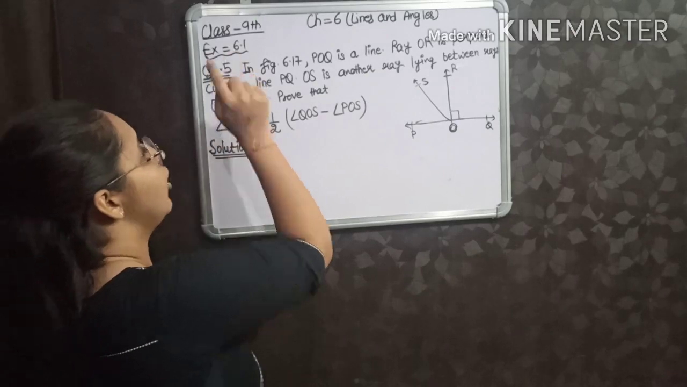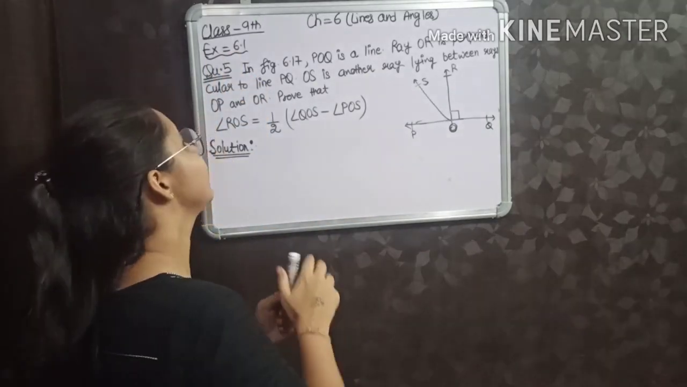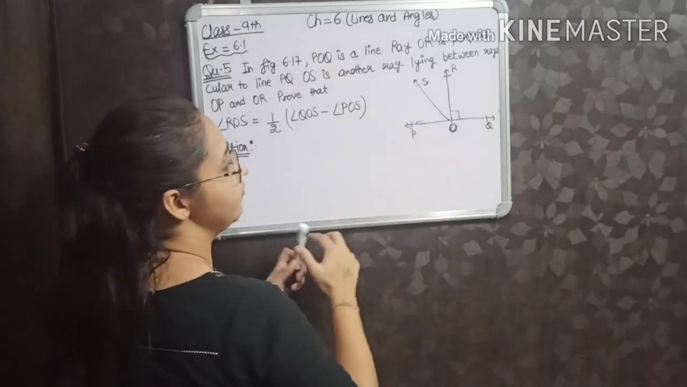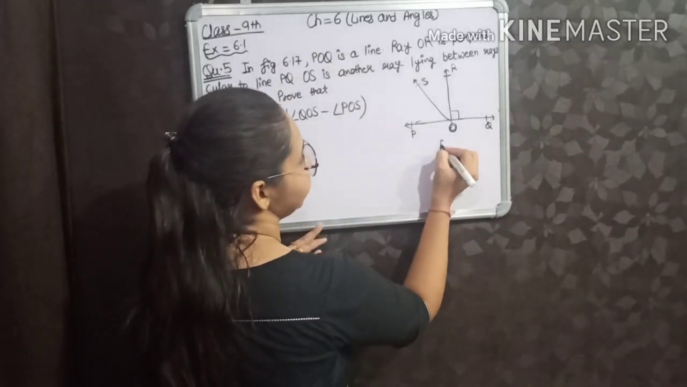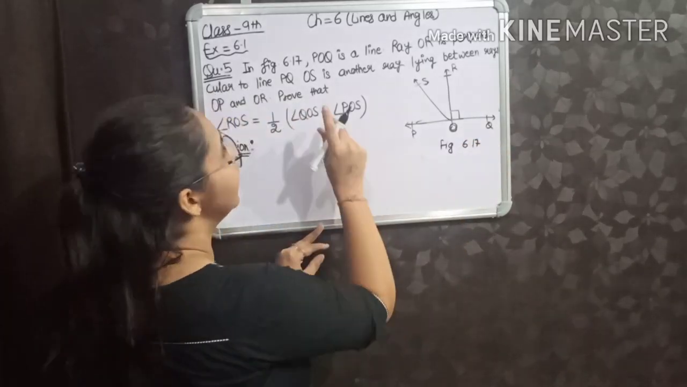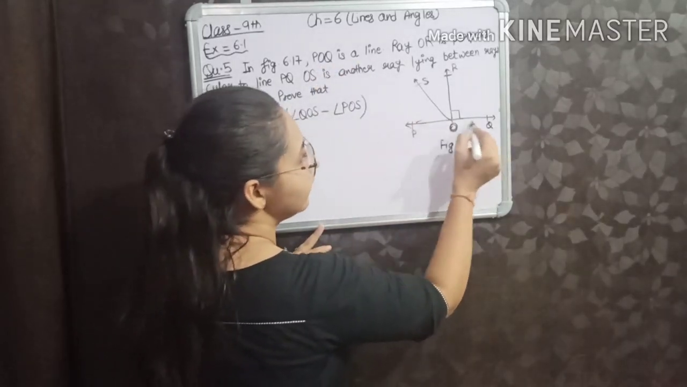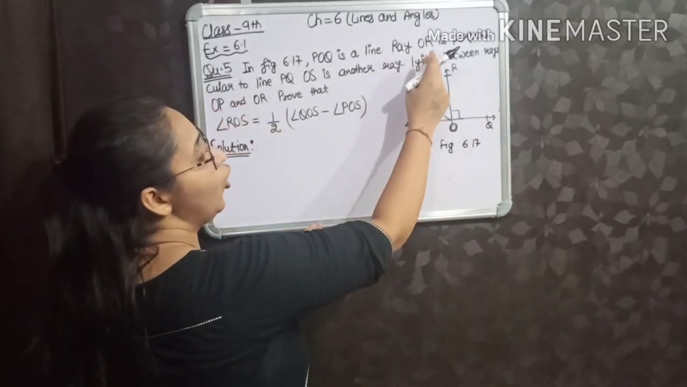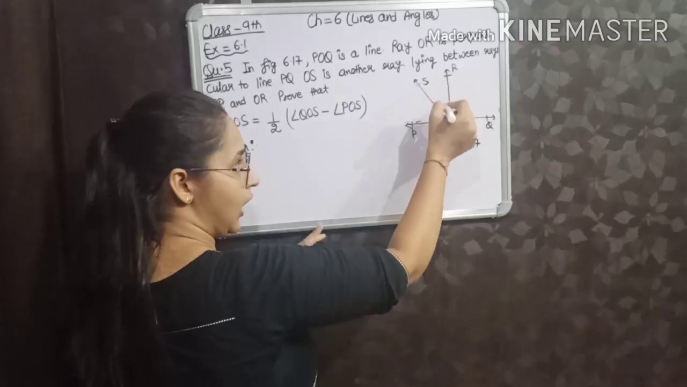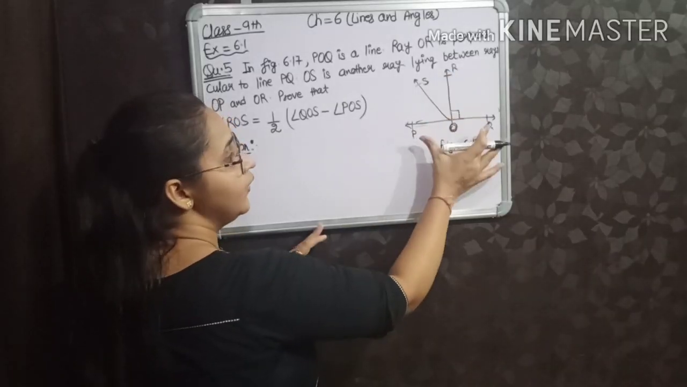Question number 5 of exercise 6.1. Question 5 is in figure 6.17. In this figure, POQ is a line. Ray OR is perpendicular to line PQ.